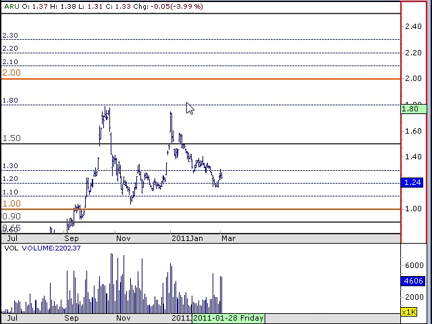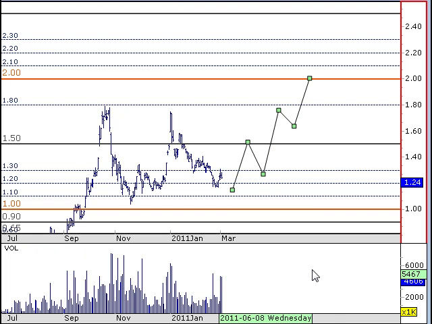So with this nice ABC correction here, this top would be taken out and we would be looking for a larger 5 waves to the upside, either from right here or from one little leg down. So that's really interesting, because this is a correction that's finishing.